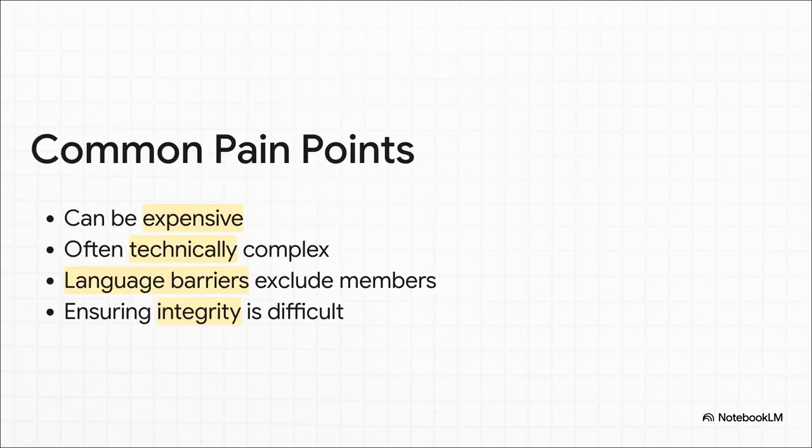And these pain points, they're pretty much the same everywhere. First off, professional tools, way too expensive. The tech side of things can be a total nightmare to set up. And what if you have a diverse group? Language barriers can literally leave people out. Then there's the big one. How do you actually make sure the whole thing is fair? That it's secure and people aren't voting more than once.